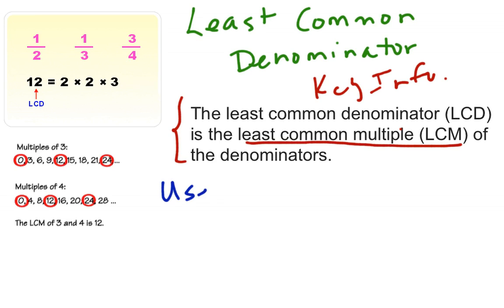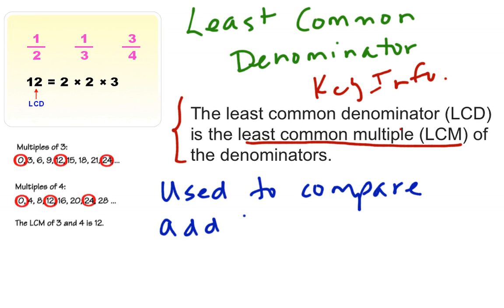It's used to compare. So we can compare fractions. It's very difficult to compare fractions when they don't have the same denominator. It's just very hard to know what part of the whole you have unless the denominators are the same. So we're going to use common denominators to compare, and then we're also going to use them to add and subtract, but not today. We'll just practice comparing, but in the future we'll use them to add and subtract. So that's where they're used. That's the key information for the definition.